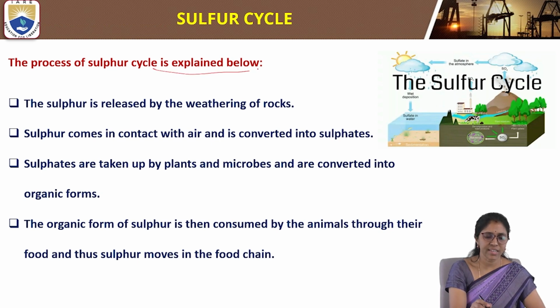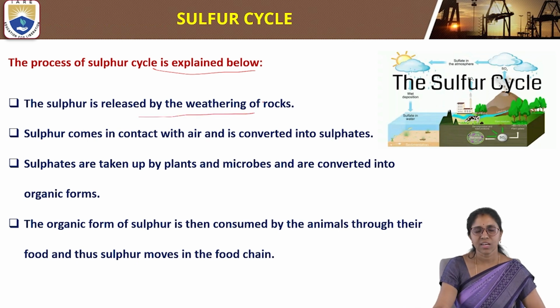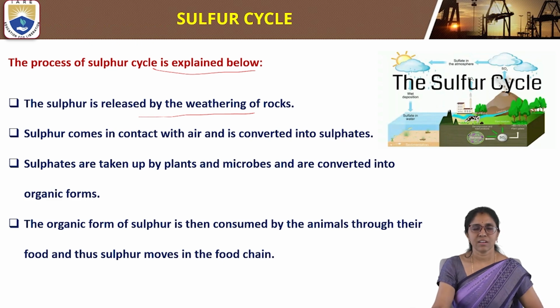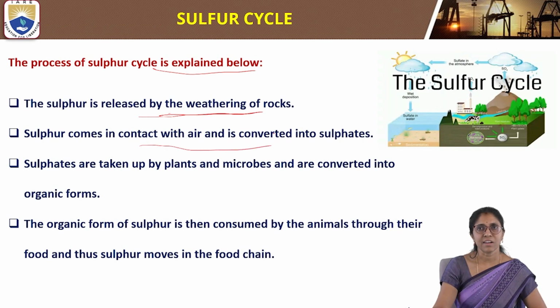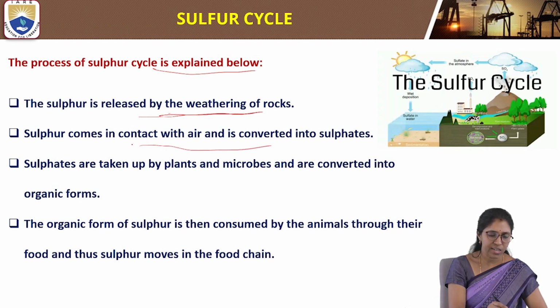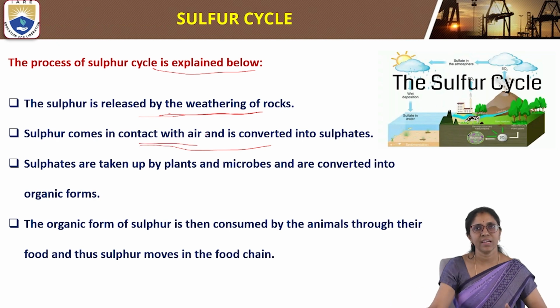The process of the sulfur cycle is explained below. The sulfur is released by weathering of rocks. It is released in different forms like sulfate, sulfide, like that. So the first main process is that sulfur is released by weathering of rocks. Sulfur comes in contact with air and it is converted into sulfates.